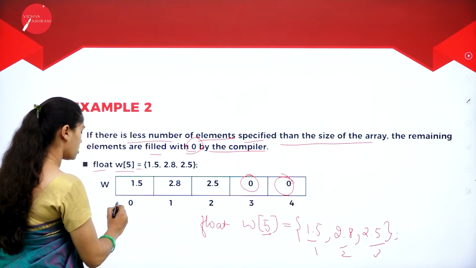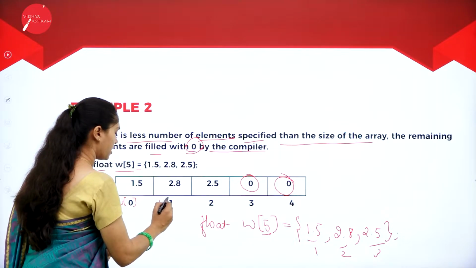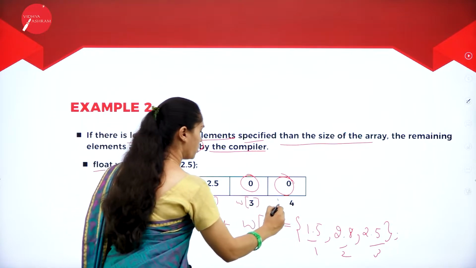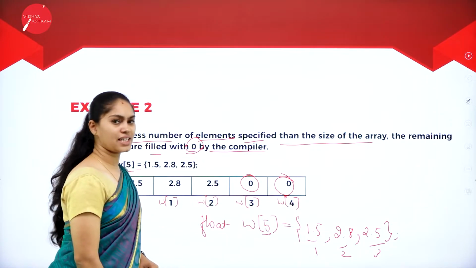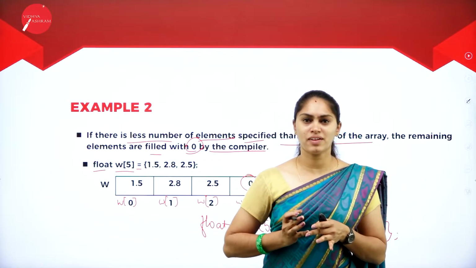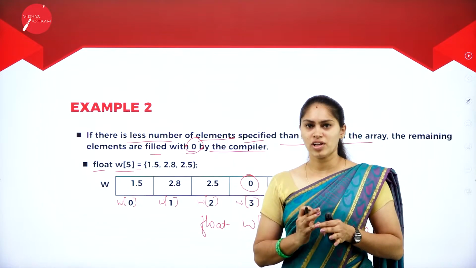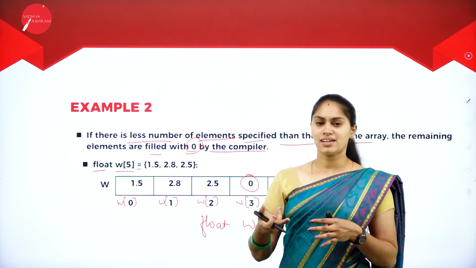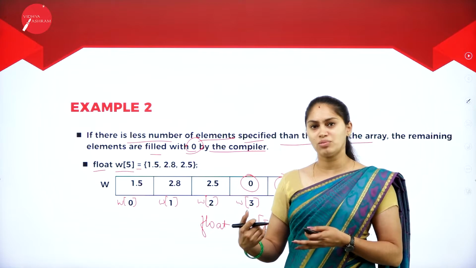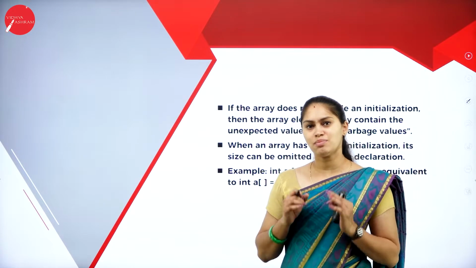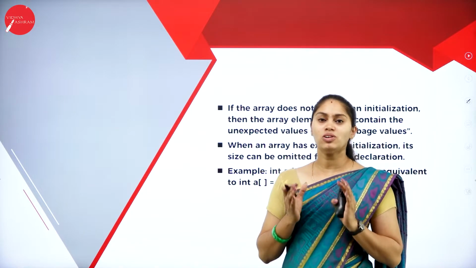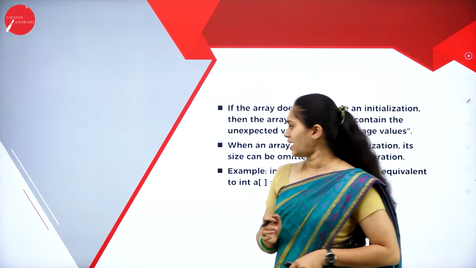So here, what is the address of the first element? w[0], here w[1] and w[2], w[3] as well as w[4]. This is another kind of initialization. When we give the exact size and the exact number of elements, everything is filled. If I give fewer elements with a higher size, then the remaining values will be filled by zeros. Then we have one more method. I am not going to specify the size, but I am going to give only the elements. At that time, by default, the compiler will allocate the size. So we'll see the example here.